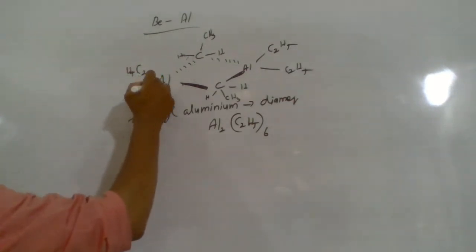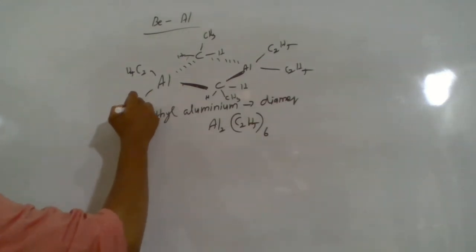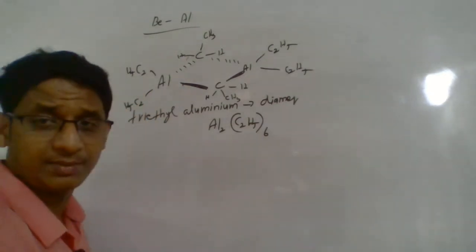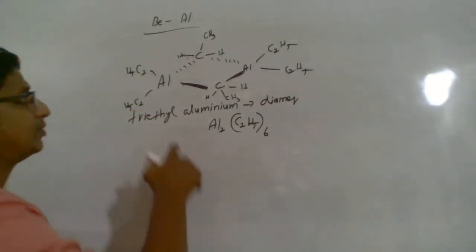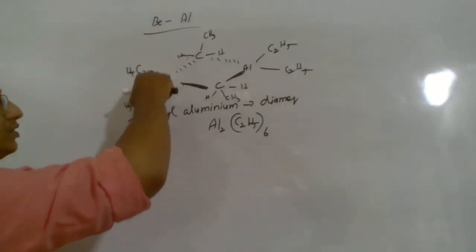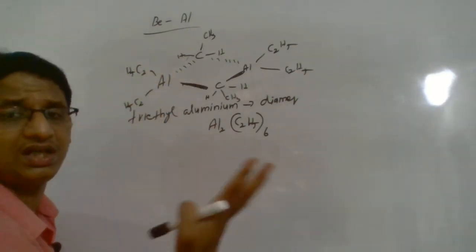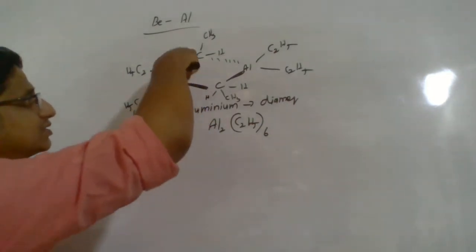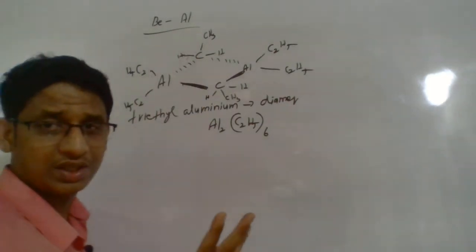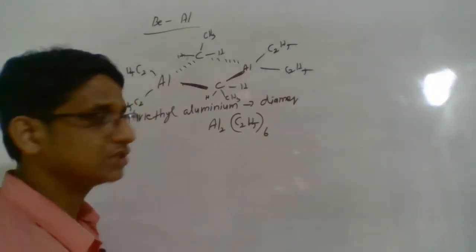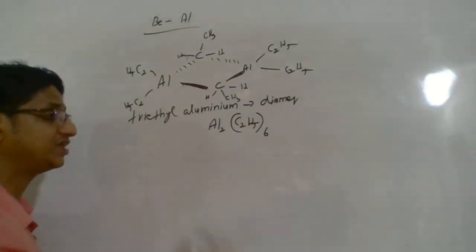C2H5, C2H5. Why can we say these are electron deficient compounds? Because aluminium has 3 electrons in the outermost shell, right? So 1, 2, 3, maximum 3 electrons can be involved. Look at this, almost actually four bonds form. So aluminium doesn't have sufficient electrons. So we can say they are electron deficient compounds.